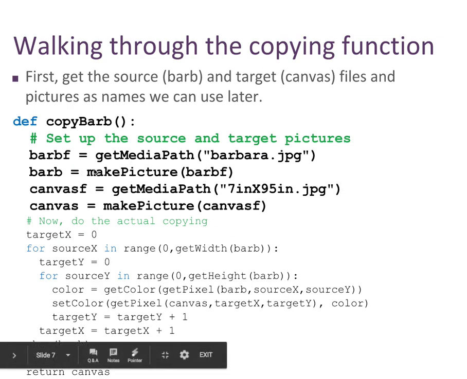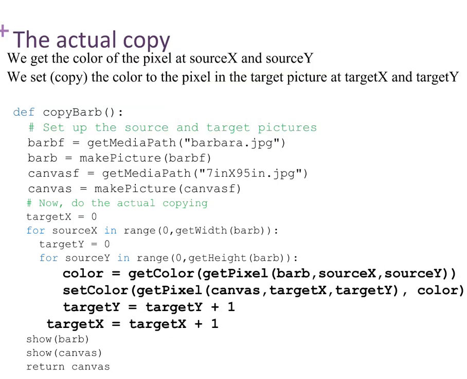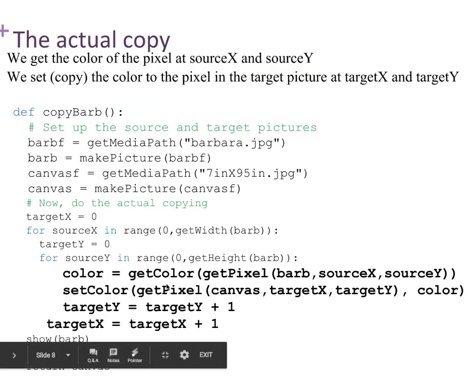So this just returns the full file name. Then we get the name of the blank canvas and create a blank canvas picture object. So we've just set up our source and our target. Then we're going to jump ahead and look in the loop first. We're going to get the color from the barb image at source X, source Y, and copy that color onto the canvas.